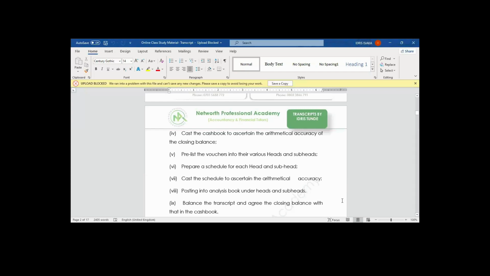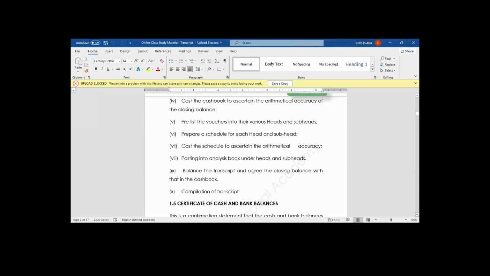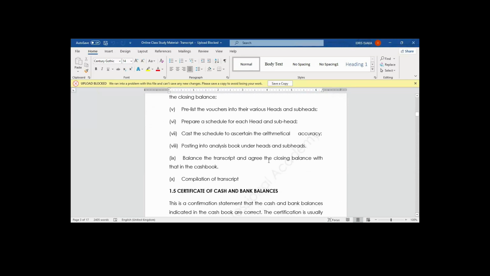After that, the next is post into the analysis book under head and sub-head. After you have separated them, you are now posting them into the transcript. After that, you balance up the transcript. You ensure that the closing balance that you have in the transcript tallies with the cash book.